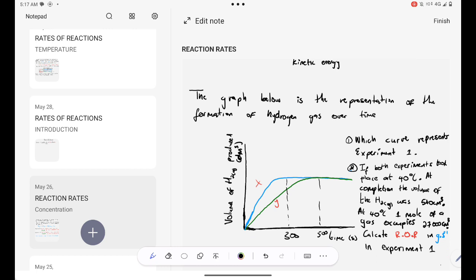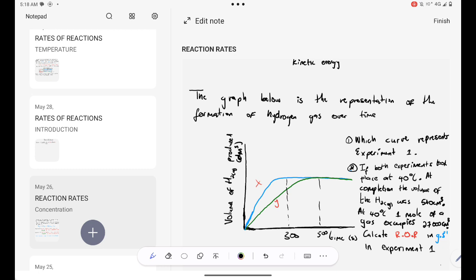Now we are told that the sketch below is the representation of the formation of hydrogen gas over time. Which curve represents experiment 1? We have two curves over there, curve X and curve Y. The curve that reaches completion faster represents the experiment with the higher rate of reaction, and the curve that reaches completion later represents the experiment with the lowest concentration. In this case, curve X reaches completion after 300 seconds, because after 300 seconds we simply have a flat line over there.